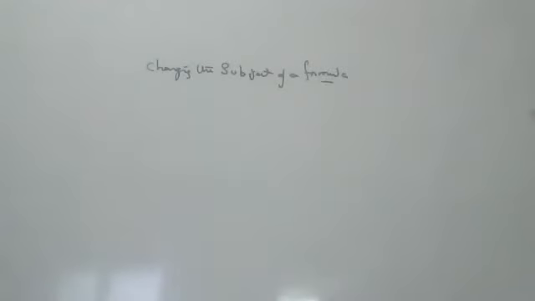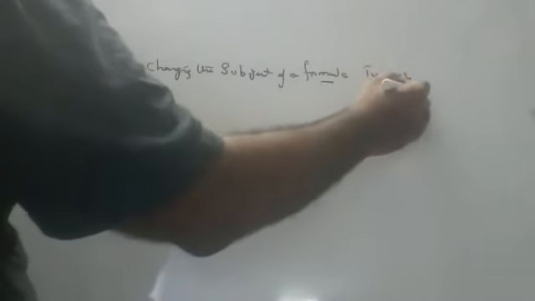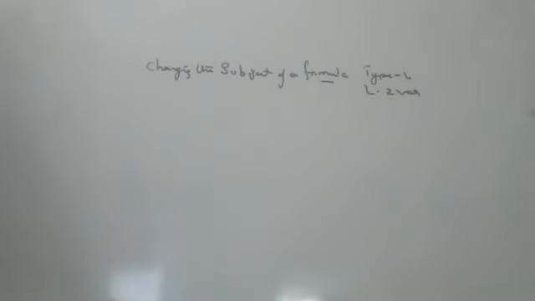Changing the subject of a formula. This is today's topic and type 4 variety, children. Linear equations in two variables, I'm discussing. All of you listen, children. So here when I'm discussing type 4 variety, see what happens here.